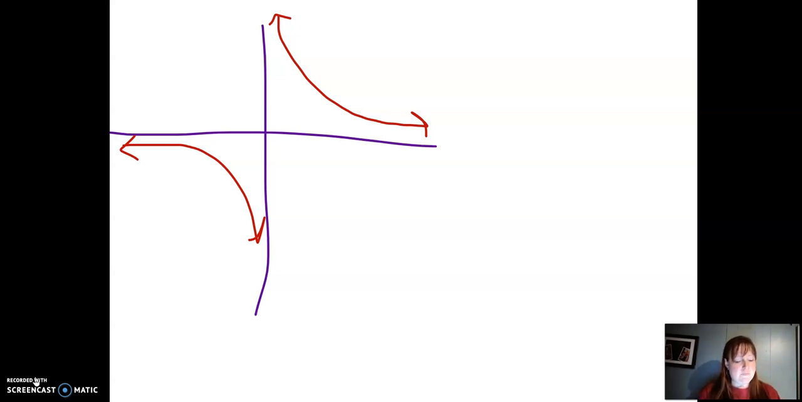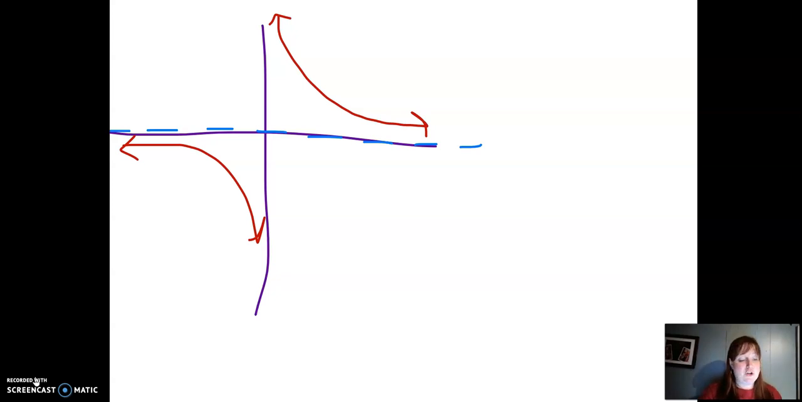Well, it looks to me like as the x gets really big, y is getting really close to 0. And as the x value gets really big negatively, it's also getting really close to 0. So my horizontal asymptote is at y equals 0. It's just an invisible line that as x gets really big, the function approaches.